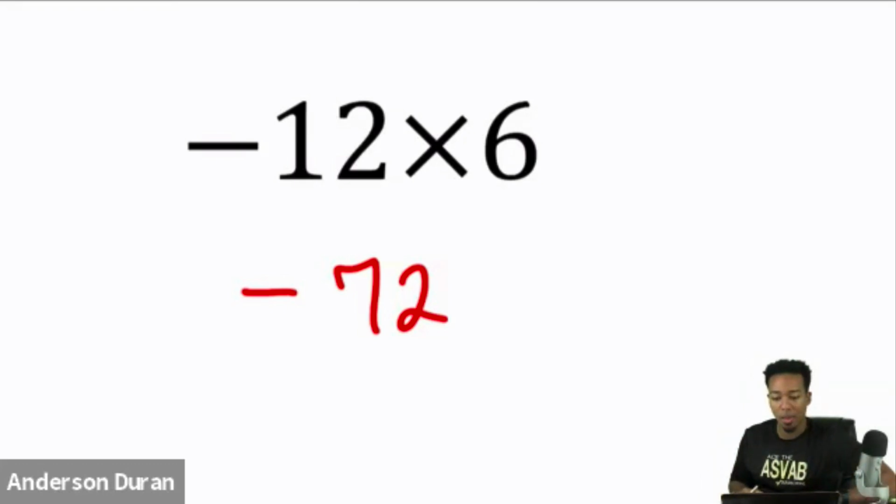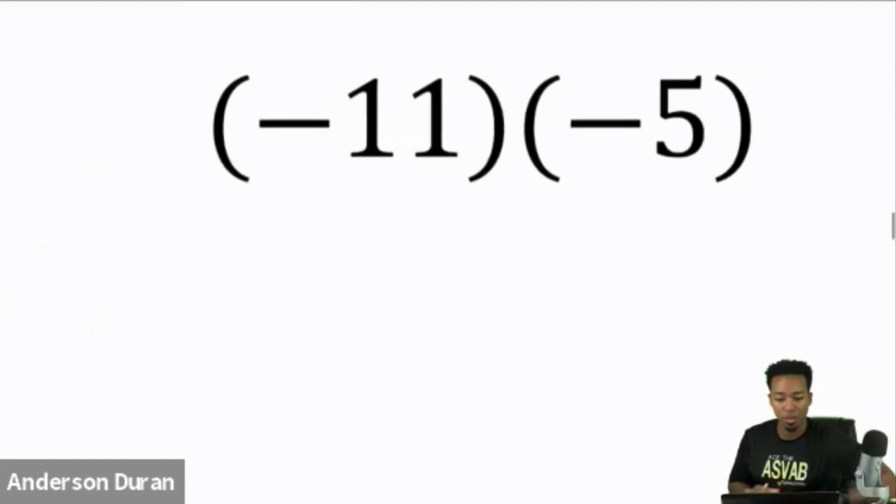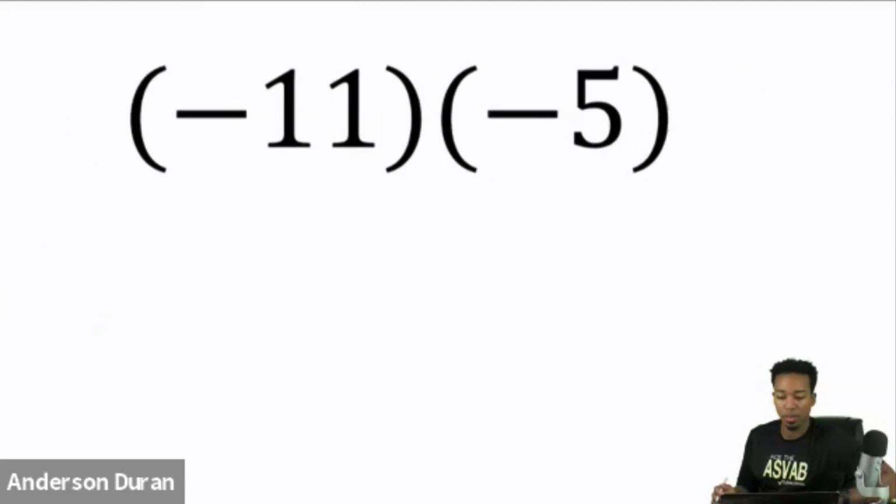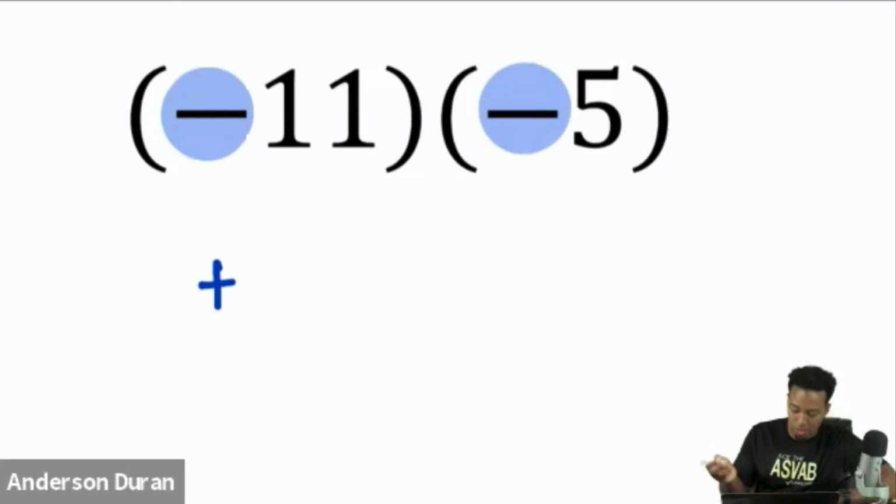But quick, everybody, tell me the sign of this one. Go. What's the sign going to be? What's the result going to be? Positive. That's correct. It's going to be a positive sign because, again, we have a double negative. If you have the same signs, it's always positive. And then you have 11 times 5, everybody. This makes it easier. What's 11 times 5? Positive 55.